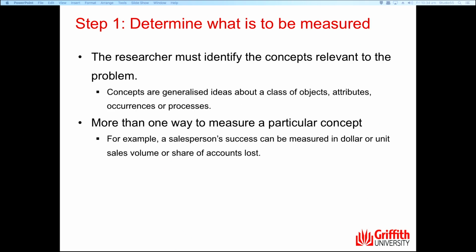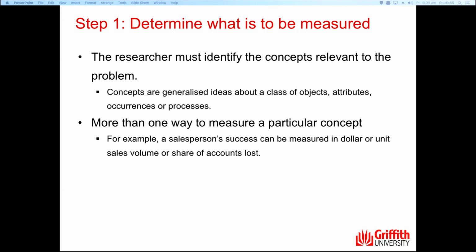The first one, step number one, is really to determine what is to be measured. What do you want to measure? Do you want to measure attitude? Do you want to measure perception, behavior? So the researcher, you and I, we really must identify the concepts relevant to the problem. And again, what is a concept? Concepts are generalized ideas about a class of objects, attributes, occurrences, or processes.